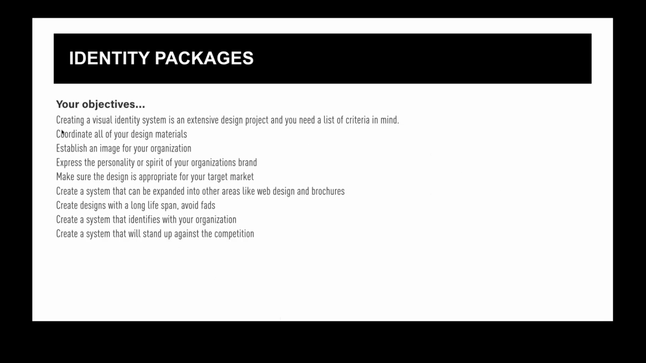All right, so this is what you're going to try to do. Create a visual identity system. That includes the logo, color, and all those graphic elements we just talked about. Coordinate them all so they look like they go together. Establish a positive image for your organization. Give it a personality. Make sure the design is appropriate for your target market. So it can't be super hipster if it's for people over 65, and vice versa. You don't want to do old retro stuff for young people.